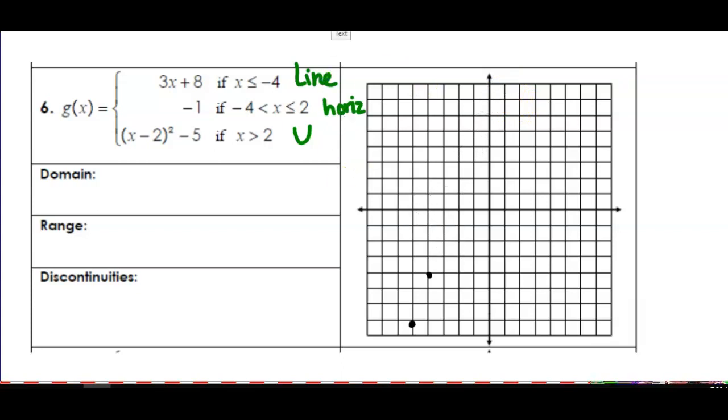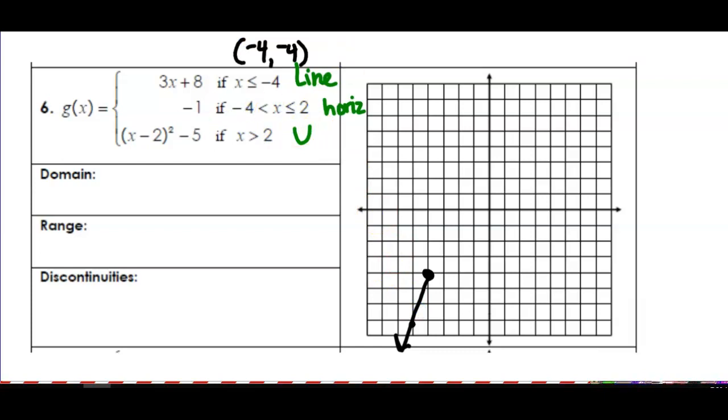And the only ones I'm keeping are these, and I got to decide, do I need an open or closed circle? Less than or equal to means I include that value, which happened to be at -4. If I put that in, I get -12 plus 8 is -4. So there was a solid circle at -4, -4. Sometimes it helps me to find the exact endpoints. This is an easy peasy one.